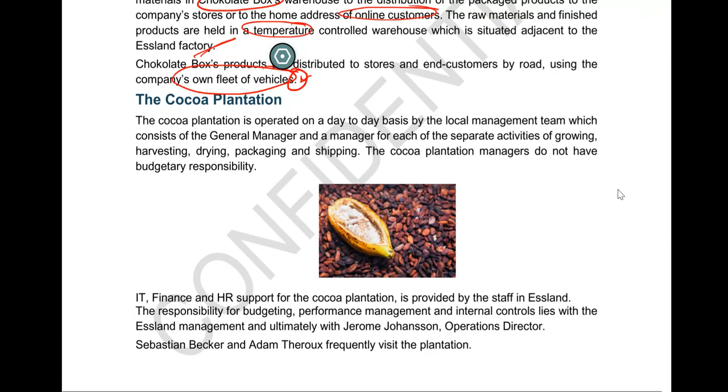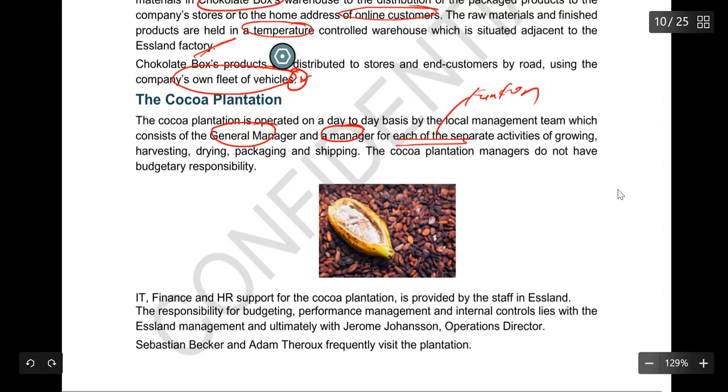The cocoa plantation, students. The cocoa plantation is operated on a day-to-day basis by the local management team, which consists of a general manager and a manager for each separate activity of growing, harvesting, drying, packaging and shipping. So that shows that there is a good functional operation here. The cocoa plantation managers do not have budgetary responsibility. So there can be a situation where budgetary responsibility can be given to these people in the long run.